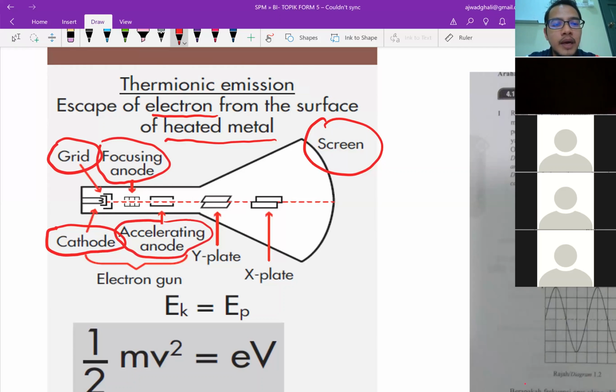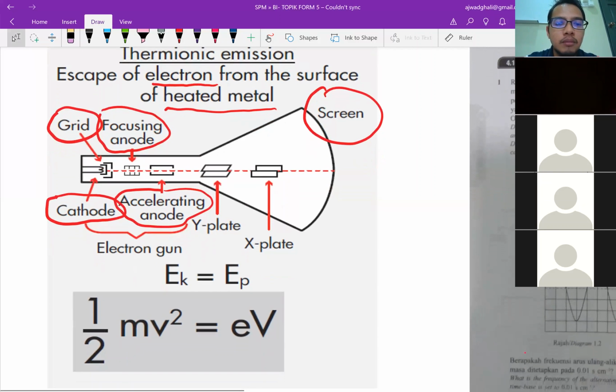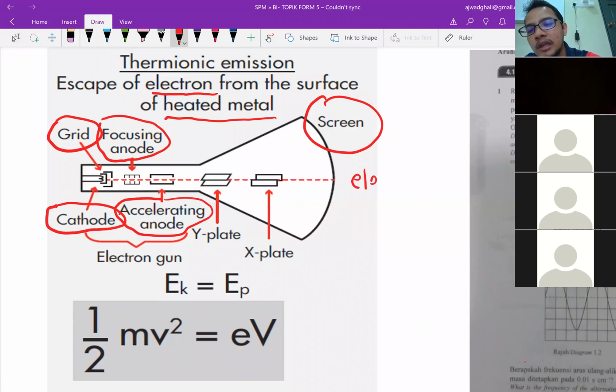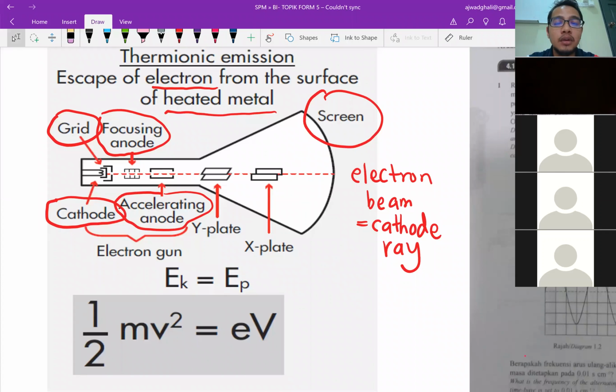So these 3 parts, we call it as electron gun because it produces electrons that move. When you have many electrons, we call it electron beam. This electron beam is also known as cathode ray. So what is the function of grid, focusing, and accelerating? Focusing anode is simple, to focus the electron beam. Accelerating anode is to accelerate the electron beam.